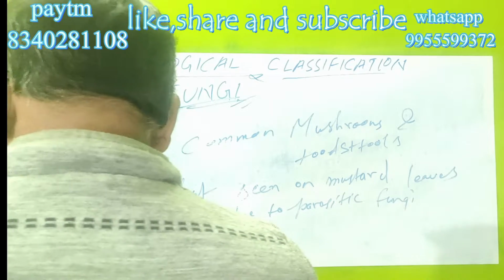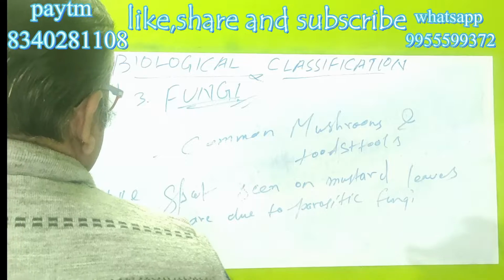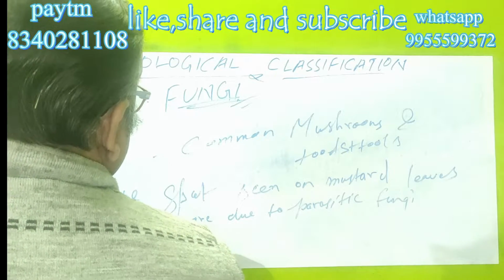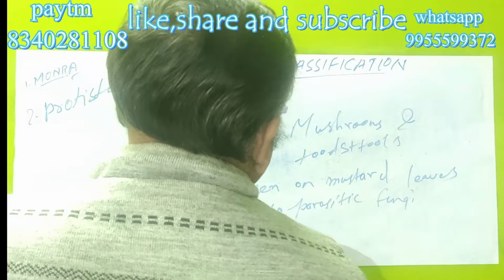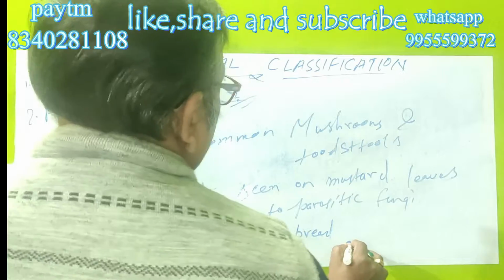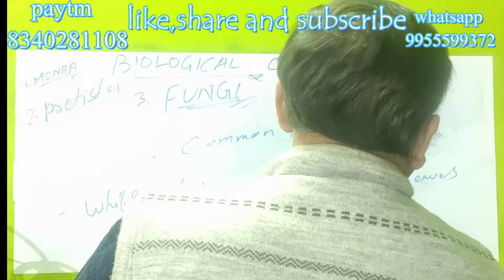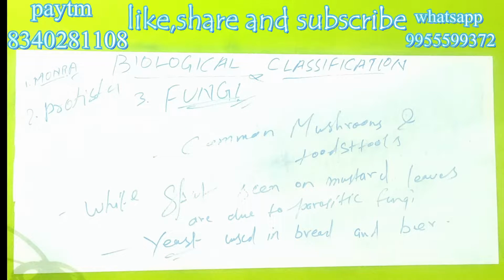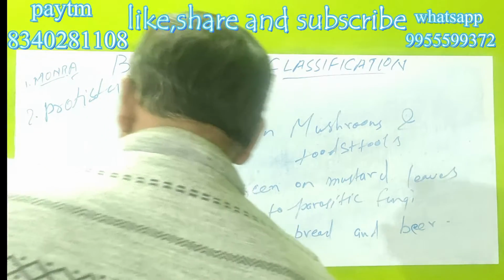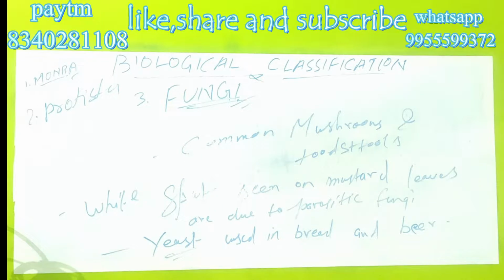Yeast used to make bread and beer is also a fungus. Yeast is used mainly for fermentation. It ferments to make the bread softer, and in beer it ferments it. So these are the common things which we generally see in day-to-day life.